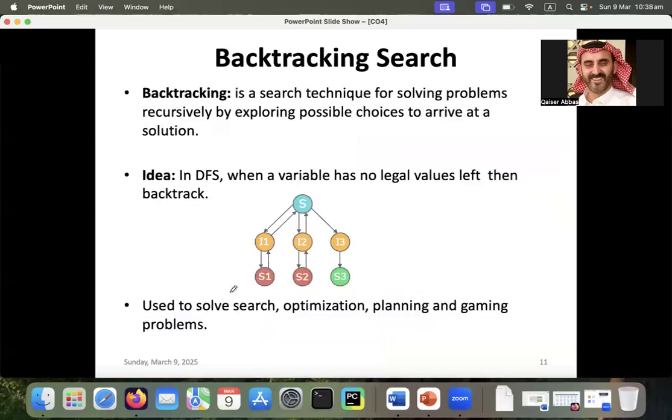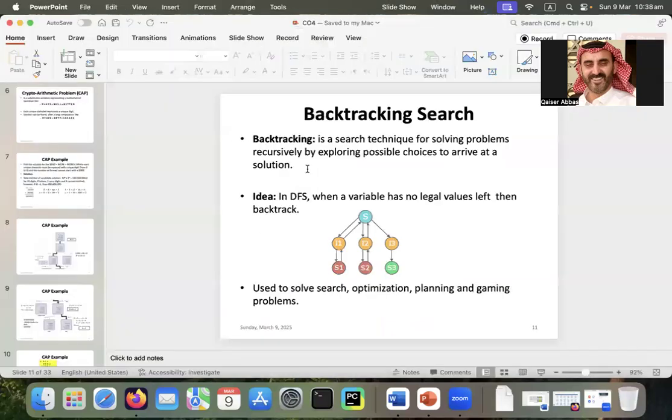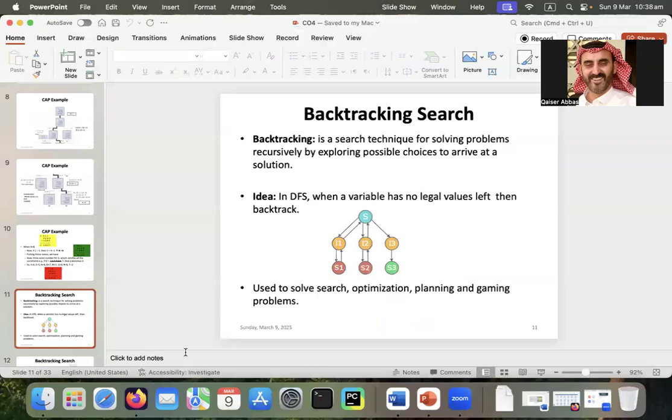We will start with backtracking search next, because the time is 10:45. So I will start the topic of backtracking search in the next lecture. So this is section 2704.